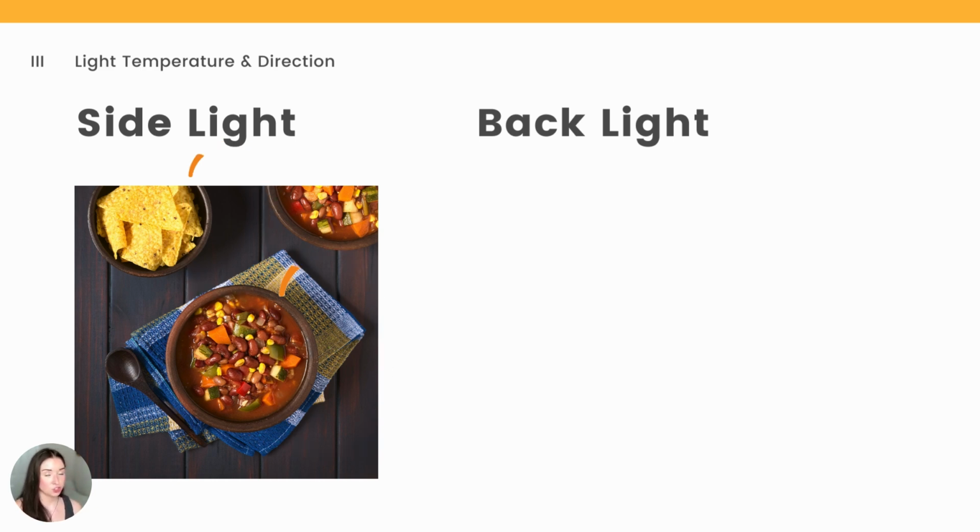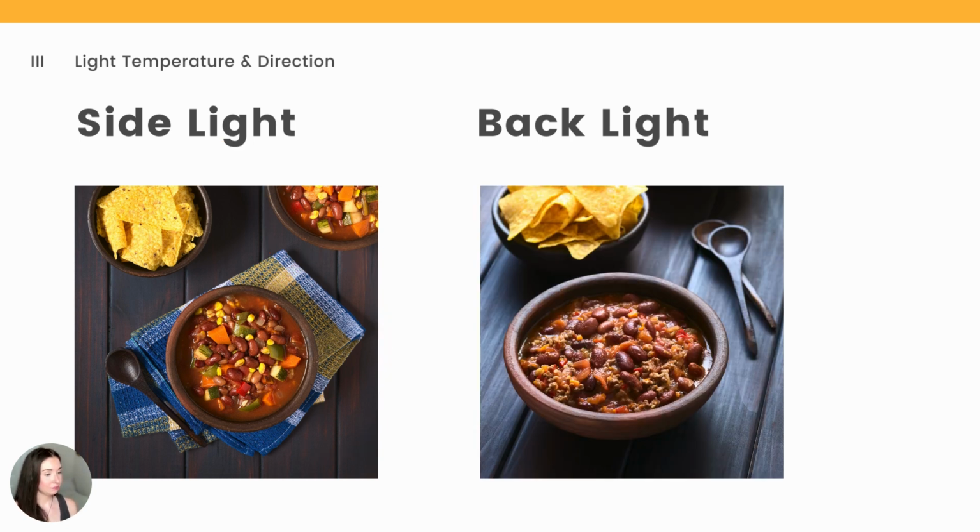Now I'm going to show you an example of backlight. So this is backlight. So the light source is behind the food, and you can see that because the shadow that it's casting is to the front. So the light source is in the back, the shadow is to the front, and that is how you're going to achieve that backlight look.